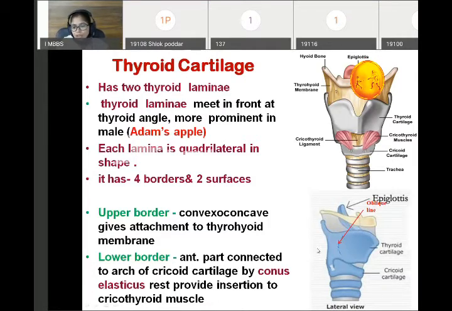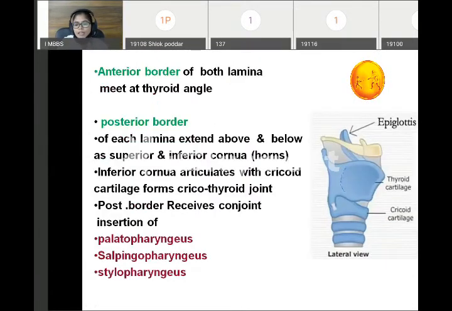Now two borders are there. This is the anterior border and the posterior border. So in total 4 borders are there: upper, lower, anterior and posterior border. We have seen the upper and lower border. Now the anterior border. This is the anterior border. The anterior borders of both the laminae meet at the thyroid angle.